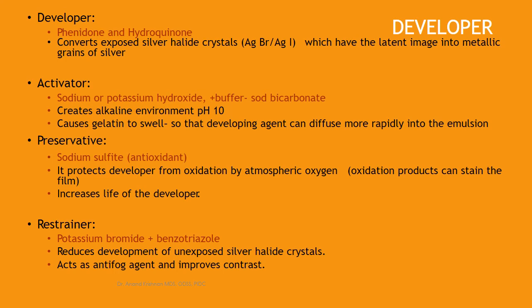And then you have the restrainer. The role of the restrainer is to reduce development of unexposed silver halide. What we have to remember here is that, equivalent to the role of the developer, we have the role of a restrainer. The role of the developer is to convert the exposed silver halide crystals, but in the process there should not be conversion of the unexposed silver halide crystals also, which can happen. To prevent that from happening, we have the restrainer, which is usually potassium bromide and benzotriazoles.